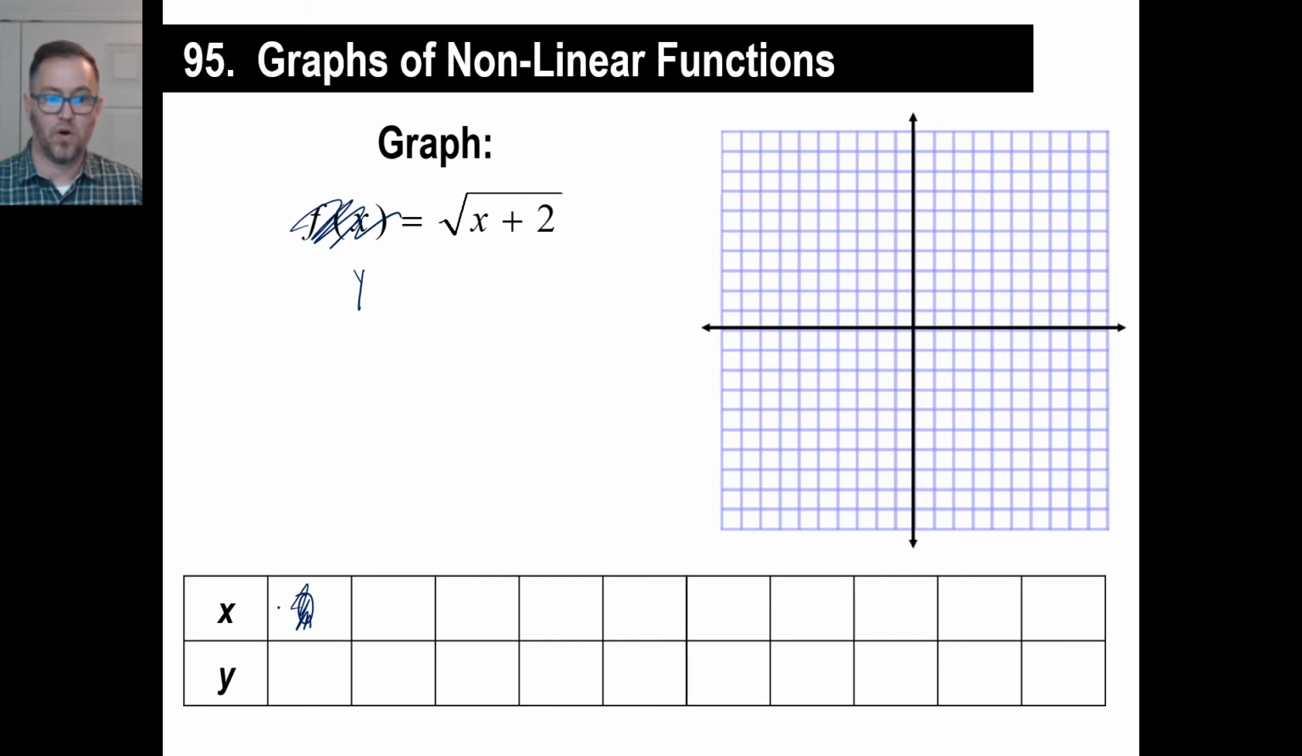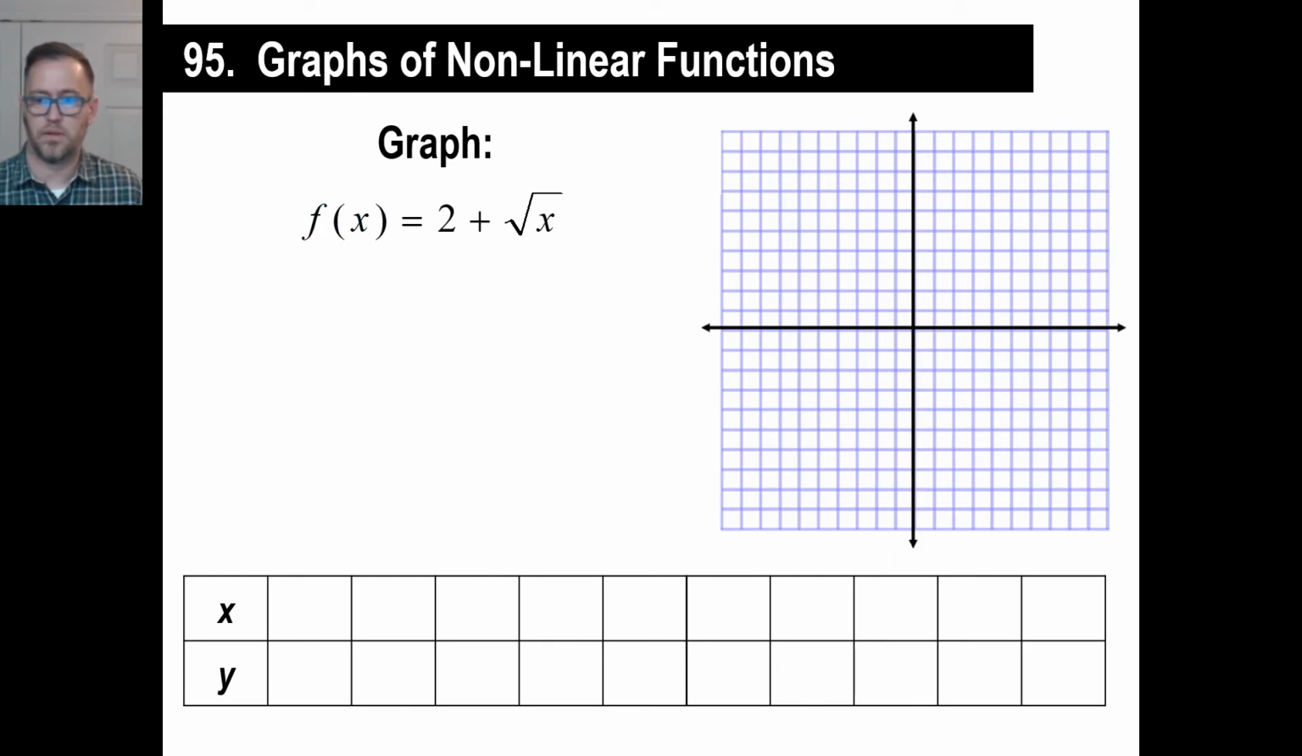We know what would work, though, at least. If X is negative 2, then negative 2 plus 2 is 0. The square root of 0 is 0. So there's a point for you: negative 2, and then nowhere. Just stops right there. Let's try negative 1. If X is negative 1, negative 1 plus 2 is 1. The square root of 1 is 1. So there you go, negative 1 and then 1.